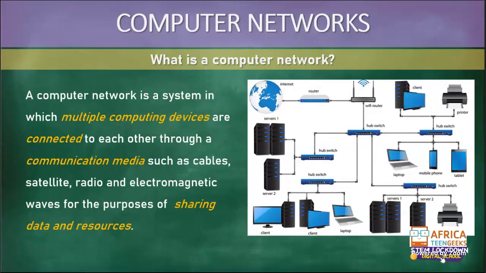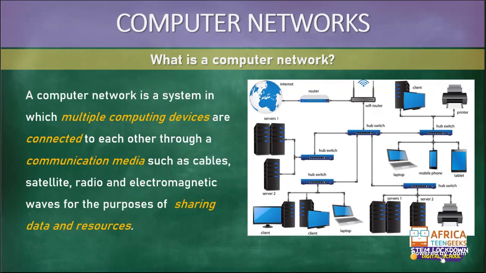Firstly, what is a computer network? This is a system in which multiple computing devices are connected to each other through a communication media, such as cables, satellite, radio, and electromagnetic waves. For what purpose? For what reason? For the purposes of sharing data and resources. So there are key points that we are going to be discussing as we move along with the topic.